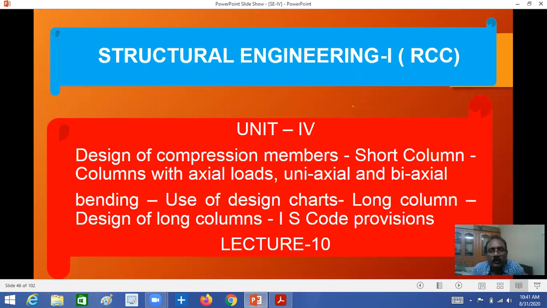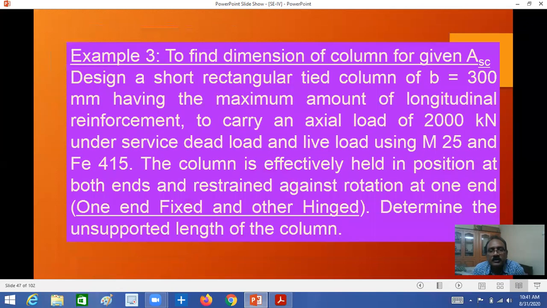In Unit 4, I explained about different types of columns and regions. Now I am going to explain one problem to find the dimension of the column for given ASC. What is ASC? Area of steel in compression, right?